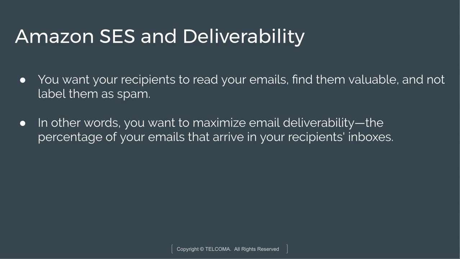We want your recipients to read your email, find it valuable, and not label it as spam. To maximize email delivery, we need to understand email delivery issues. We can check the status of the emails that we send, and then we can improve our email sending program. If necessary, we can increase the likelihood of successful deliveries. That means we want to maximize email delivery, the percentage of your emails that arrive in your recipients' inboxes.